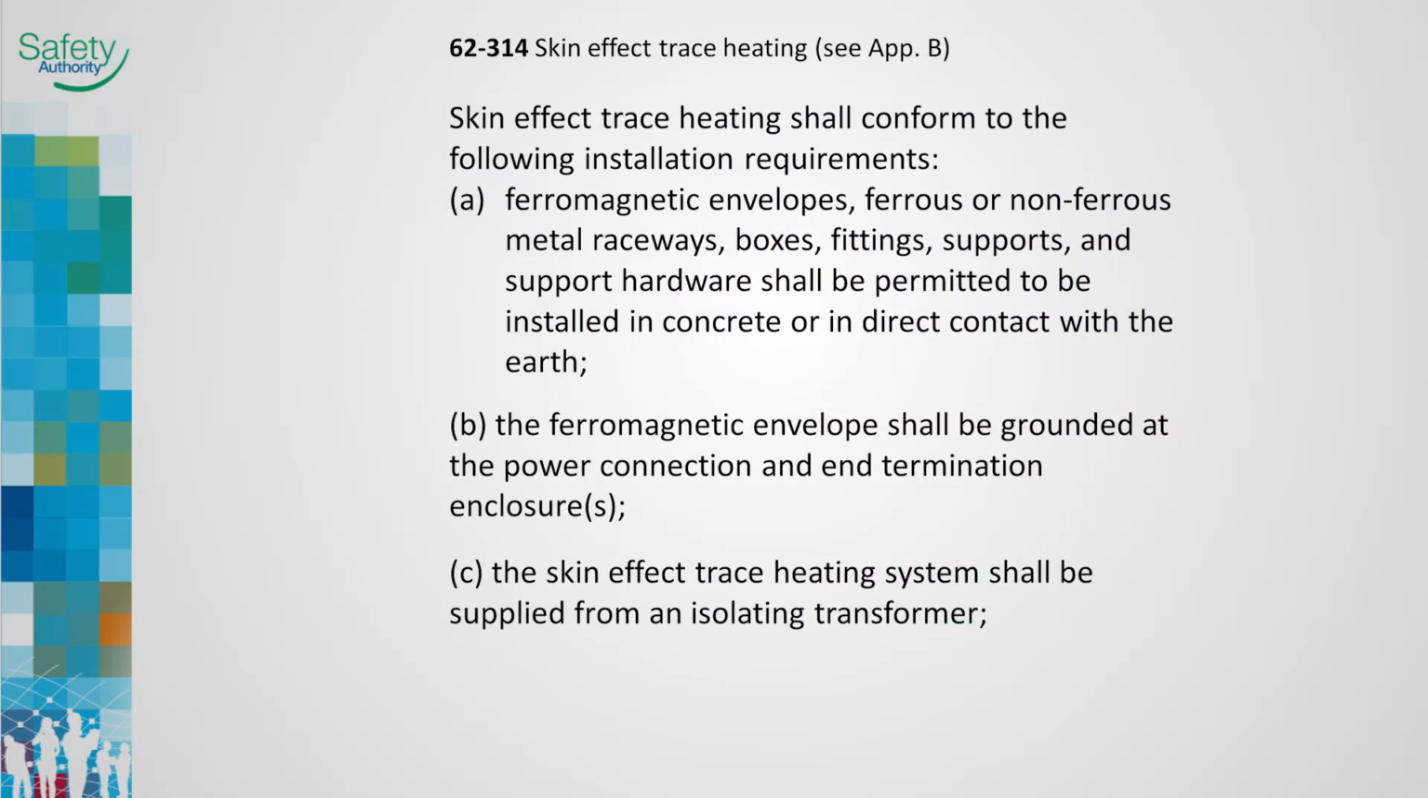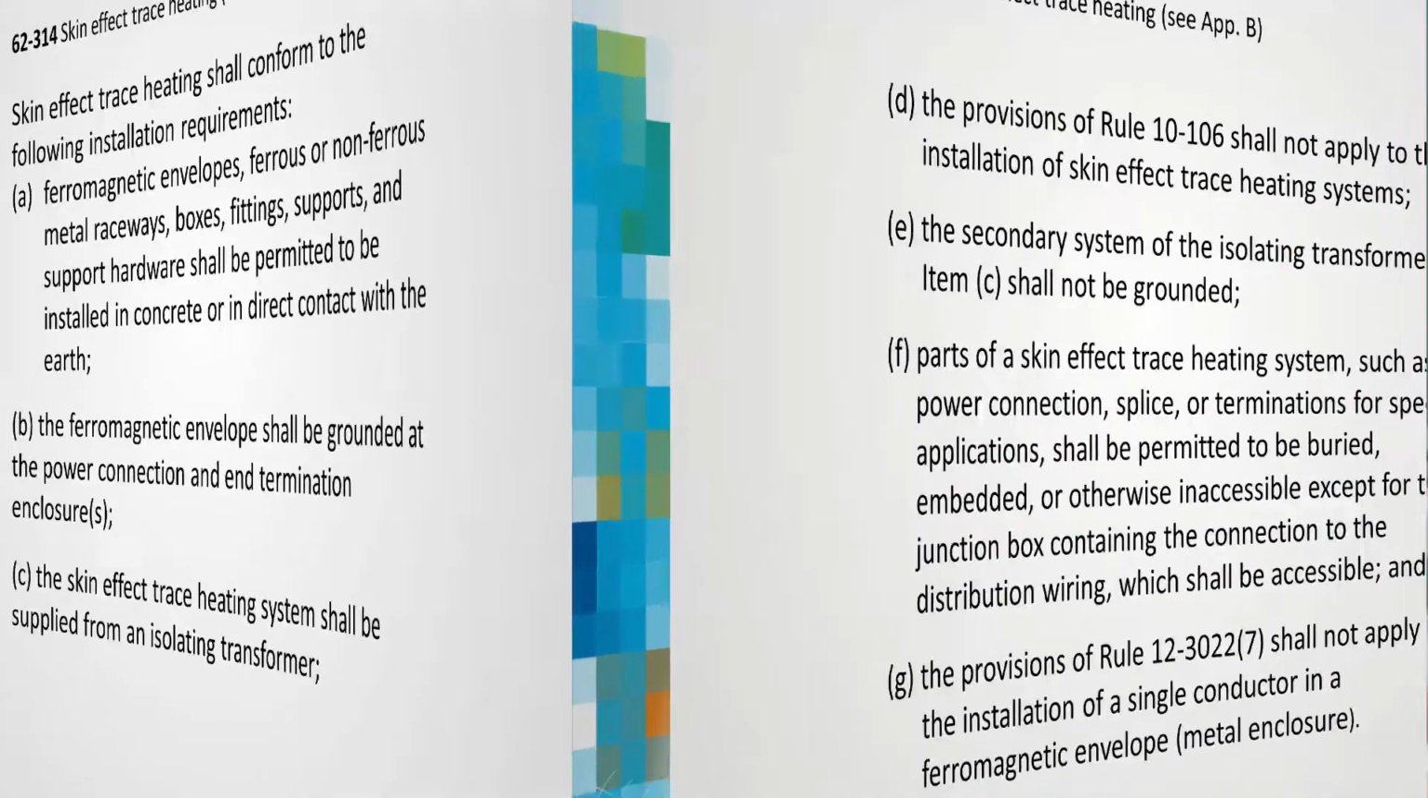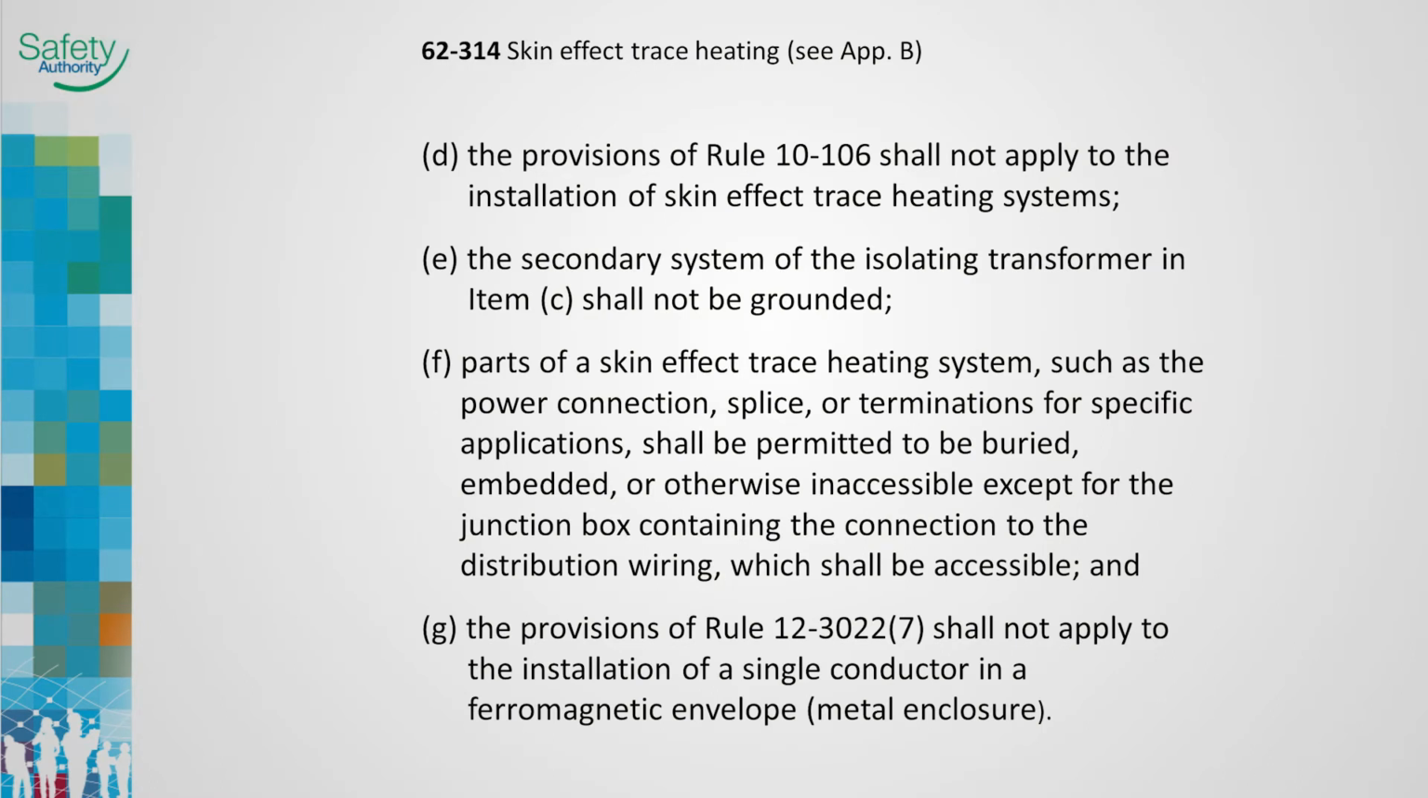The 300 series of Section 62 covers fixed surface heating systems for pipe heating, melting of snow or ice on roofs, concrete, asphalt surfaces, soil heating, and similar applications other than space heating. Requirements for skin effect trace heating systems have been added, including an Appendix B note and diagram. Section 62 amends the general requirements of the code. Item D and Item G of 62-314 both indicate general rules that do not apply to skin effect trace heating.